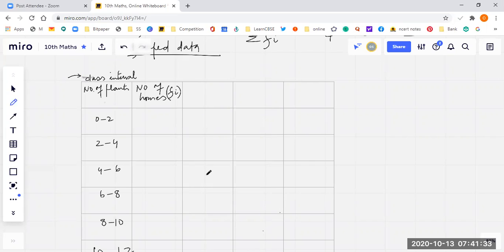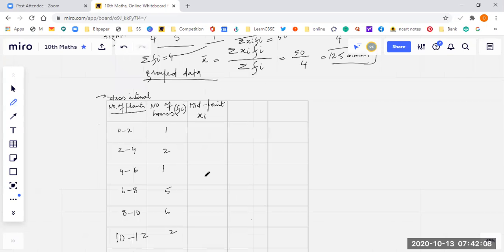Now I wanted to have xi here, but this is an interval. This is group data. So I have to convert this group data into xi. I can write this as midpoint. So I will take the midpoint of this. But first, let me write the frequency: 0 to 2 plants are there in one house, 2 to 4 plants are there in two houses. Similarly, 1, 5, 6, 2, and 3.